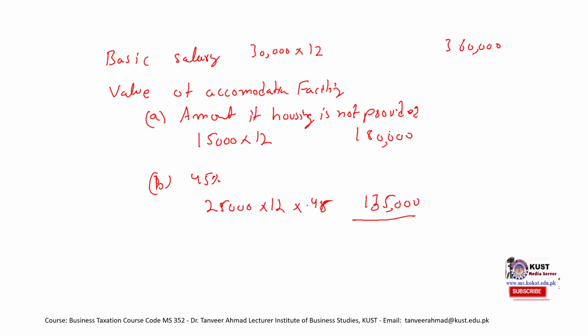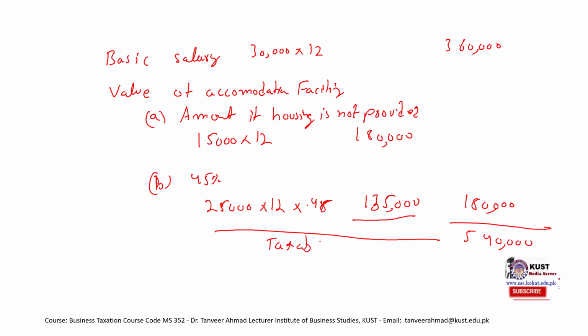So which one of these two amounts is higher? Obviously 1,80,000. So we just transfer this 1,80,000 to this column, and then we would add these two amounts. We get 5,40,000 rupees, and this 5,40,000 is our taxable income. The tax would be calculated on this amount.